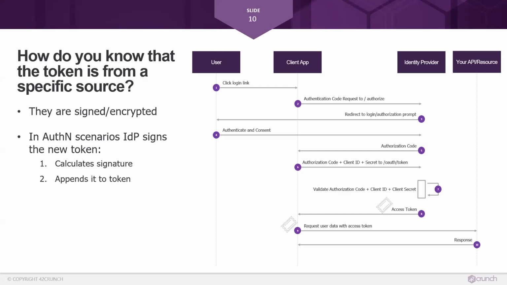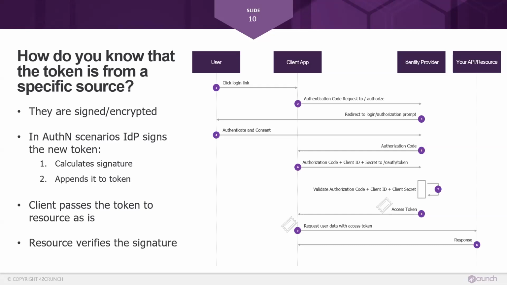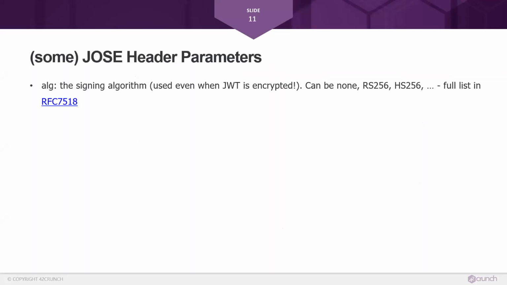And in authentication scenarios, the IDP signs the new token. They calculate the signature, the appendix to the token, and then afterward, the client passes the token to the resources as it is. And then, and this is really very important, the resource must verify the signature to be sure that the token has been emitted by who should emit it. Okay.